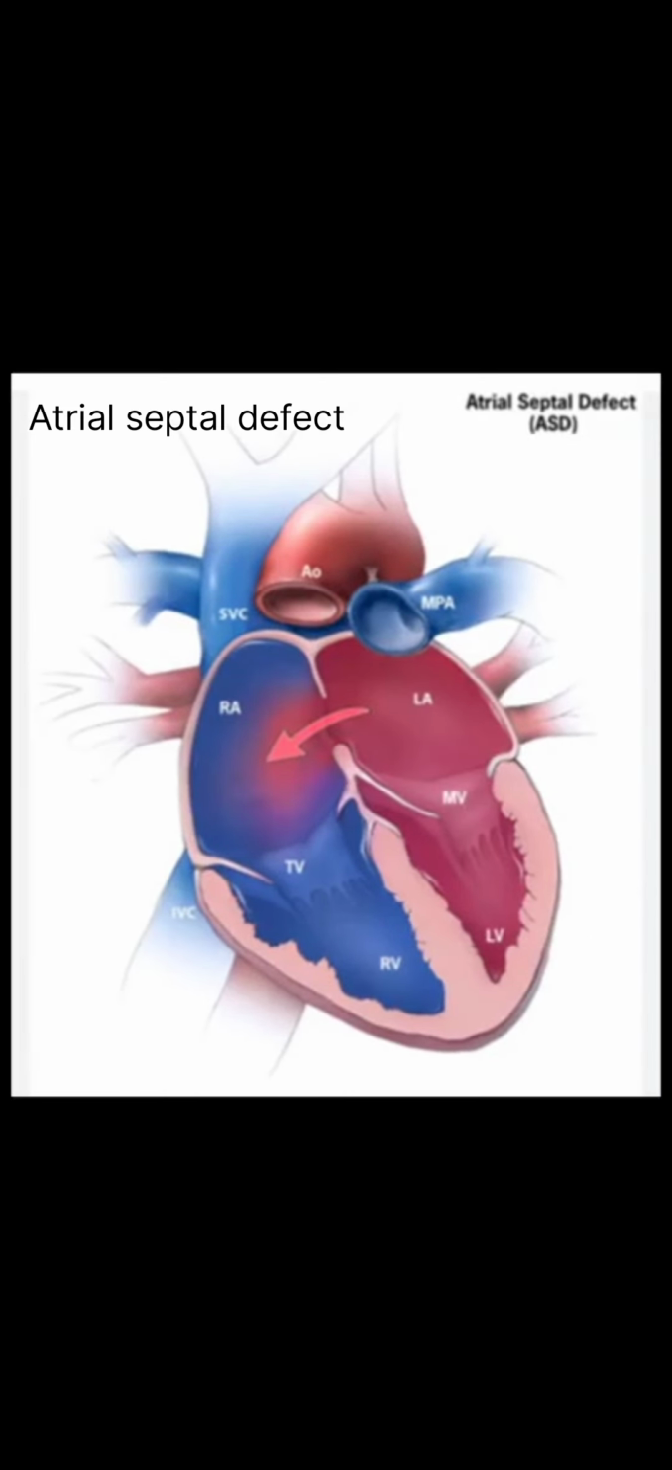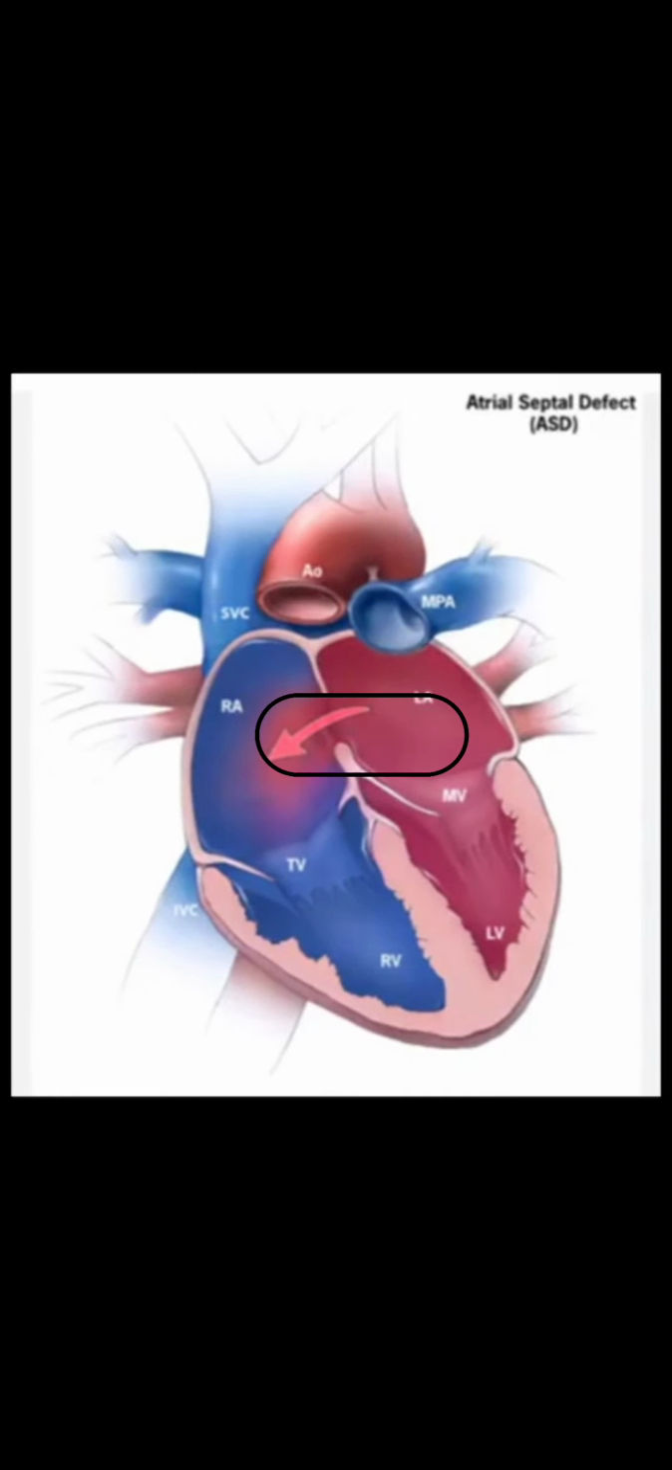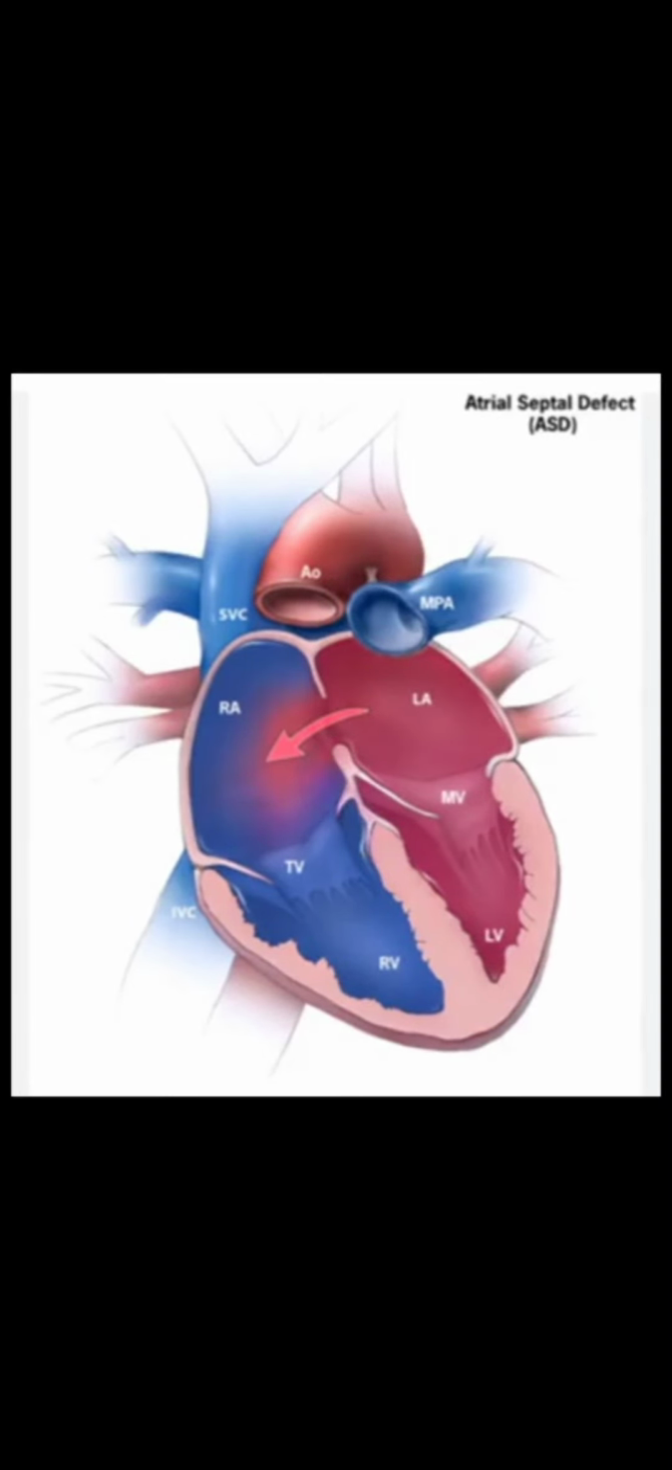Atrial septal defect. In atrial septal defect, there is a defect in the septum that divides the right and left atria. The most common type is ostium secundum. It results in left to right shunting.